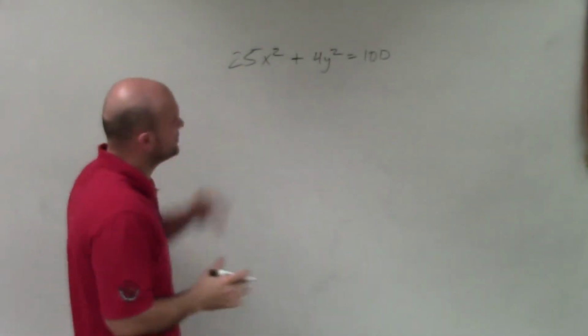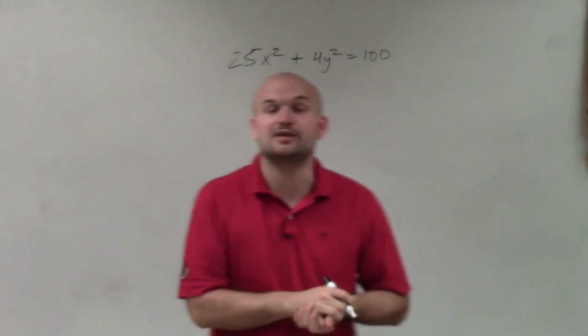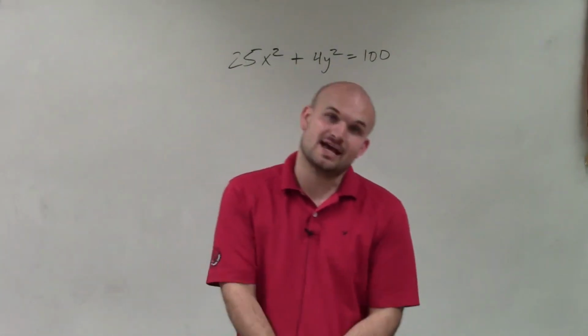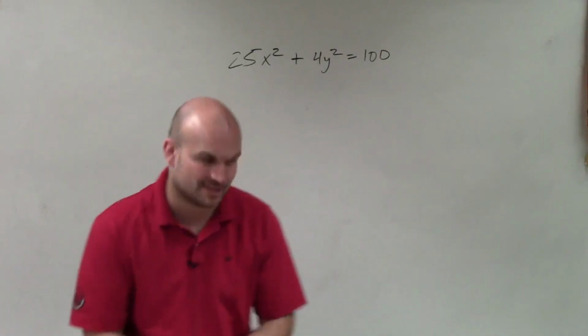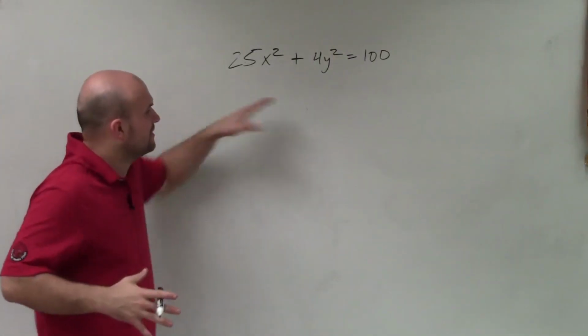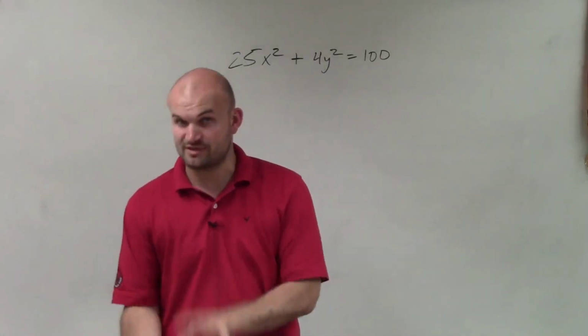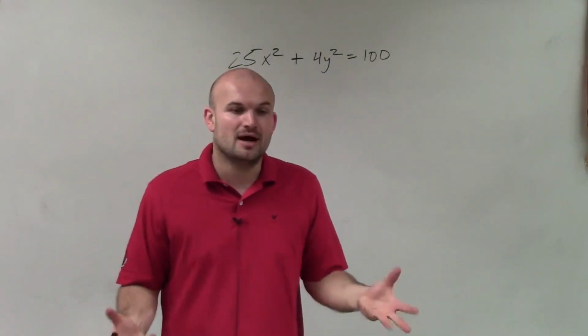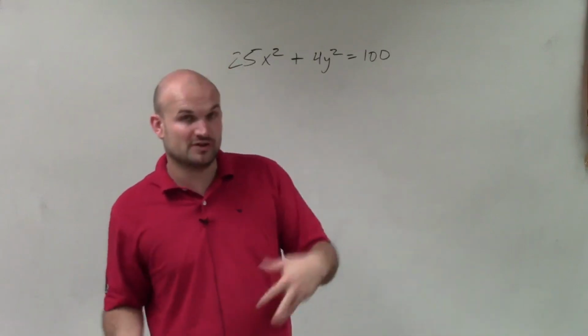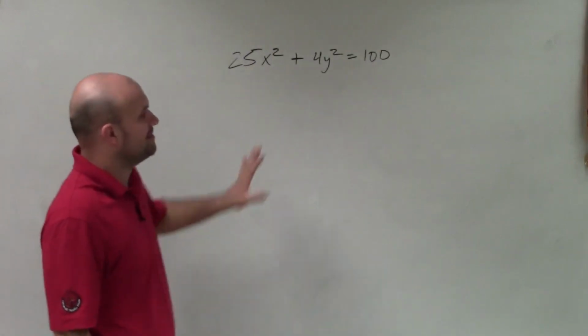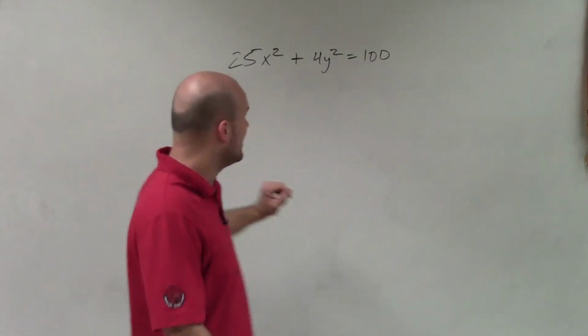Welcome. So what I want to do is show you how to graph this ellipse, as well as determine the vertices, the foci, and the covertices, as well as the center. To be able to do this, the first thing we've got to determine is, is my major axis horizontal or is it vertical? Because that's going to determine where I'm going to put my vertices, my covertices, and my foci. The center is always going to remain the same if it's horizontal or vertical.